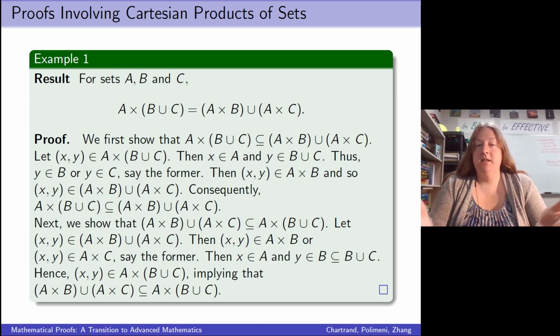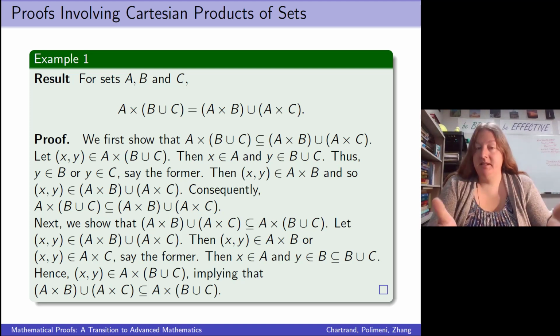So this is a set proof, and it has an equal sign. So I'm going to break it up into two set inclusions. The first one I'm going to look at is that the Cartesian product of A with the union of B and C is a subset of the Cartesian product of A and B union the Cartesian product of A and C. So to do that, we're going to take an element, the ordered pair (x, y), in the Cartesian product of A with B union C.